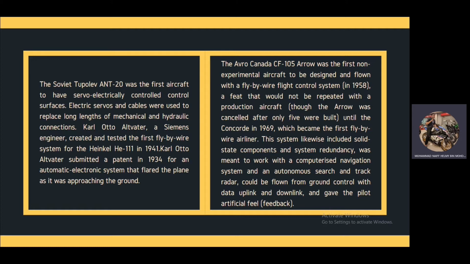Though the Arrow was cancelled after only 5 were built, it was not until the Concorde in 1969 that the first fly-by-wire airliner appeared. This system likewise included solid-state components and system redundancy, was meant to work with a computerized navigation system and autonomous search and track radar, could be flown from ground control with data uplink and downlink, and gave the pilot artificial feel.